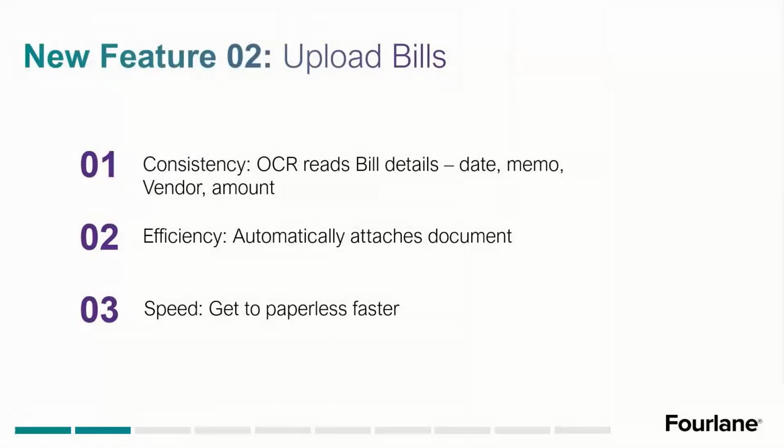So why is this important for us? Consistency, right? We have OCR that can read the bill details, date, memo, vendor, amount. We have efficiency. It automatically attaches the document for us, so we don't have to go in and figure it out, upload, drag from our email, whatever it is that we do. And then speed: this can help us get to paperless faster, which is awesome.